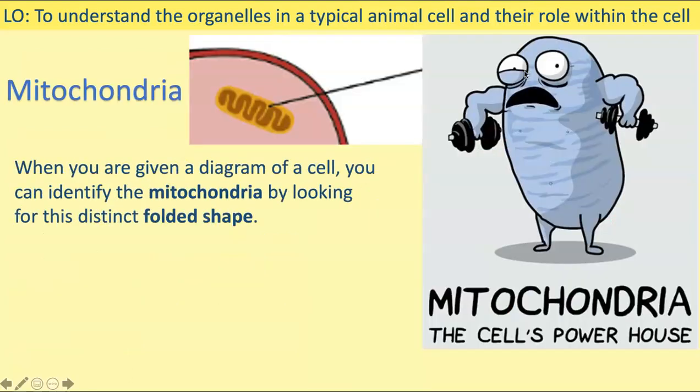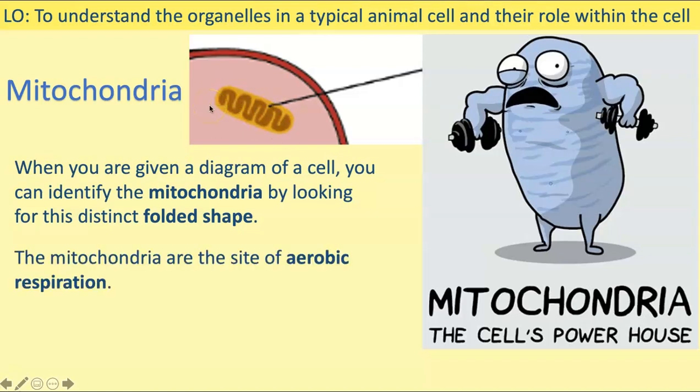First up, we have the mitochondria. When you are given a diagram of a cell, whether that's in class or in an exam, you can identify the mitochondria by looking for this distinct folded shape. So a mitochondria will always look similar to this one here. The mitochondria are the site of aerobic respiration. So aerobic respiration takes place inside the mitochondria. Energy is released through the process of aerobic respiration.